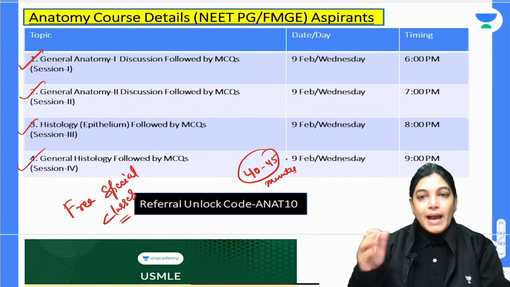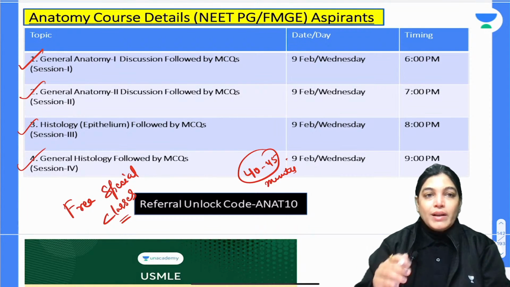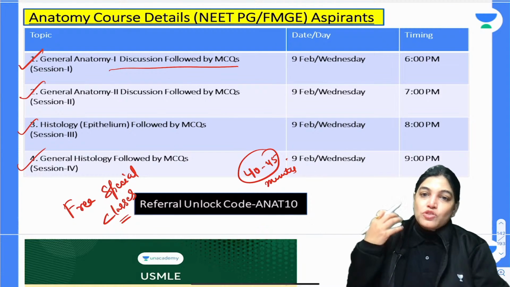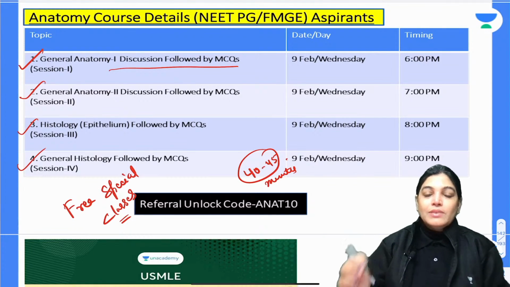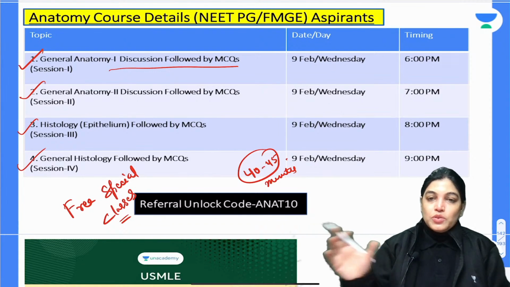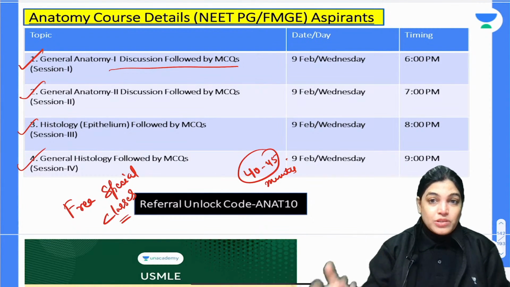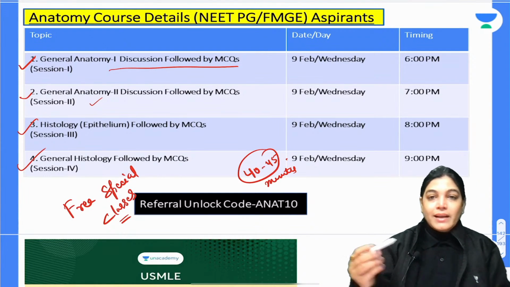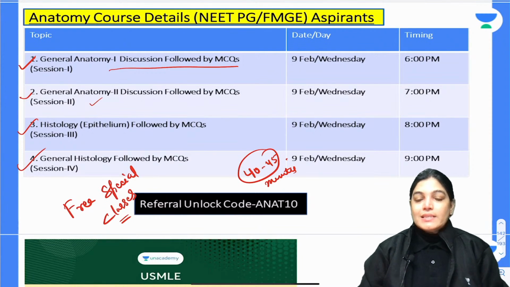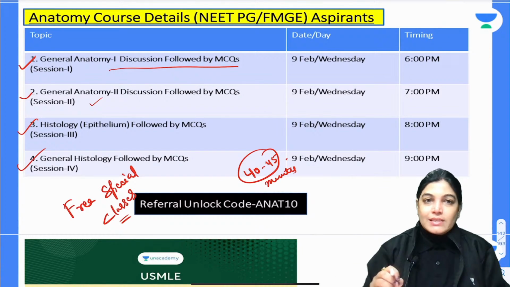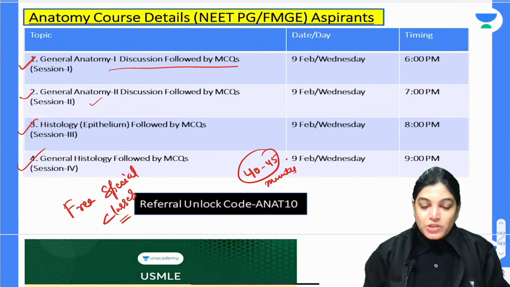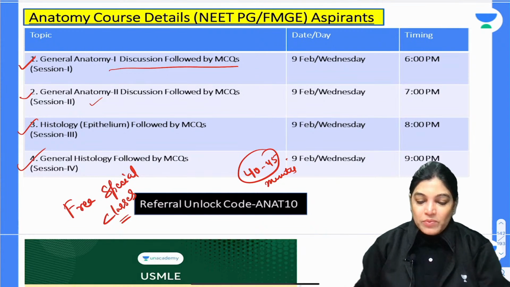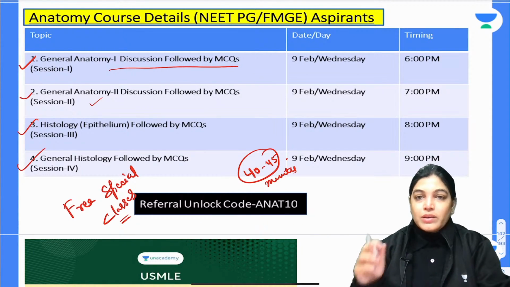In these sessions, firstly I will describe the theory part. For example, the first session is general anatomy discussion followed by MCQs. I am not going to jump directly into the MCQs. Quickly, in 20 to 25 minutes, I will describe the important topics related to general anatomy first and second, the entire general anatomy part like cartilages, bones, joints, the morphological aspects of muscles, and then I will proceed with the MCQ session of that topic only. If you are attentive in the class, you can solve those MCQs, and that will be very interesting and very useful. So grab that opportunity.